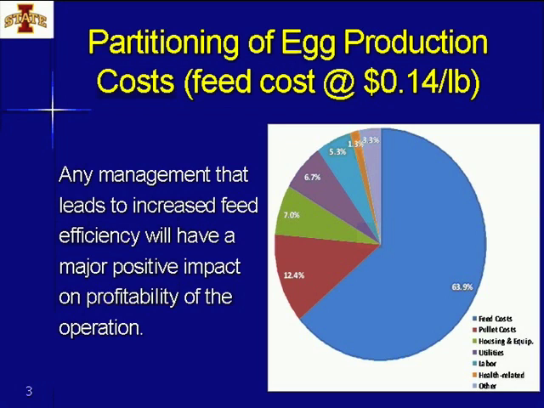This chart shows the partitioning of egg production costs from our recent survey of the Midwest egg industry. Once again, it's kind of a mirror of what Larry has indicated. The majority of the production cost is really from feed energy. In this case, we're looking at 64%. And the utilities, as the purple slice of the pie indicates, are 6.7%. Therefore, any management that leads to increased feed efficiency will definitely have a positive impact on the profitability, the bottom line of the operation.